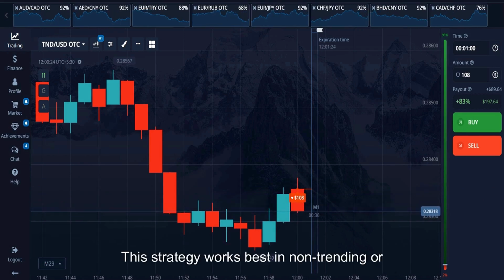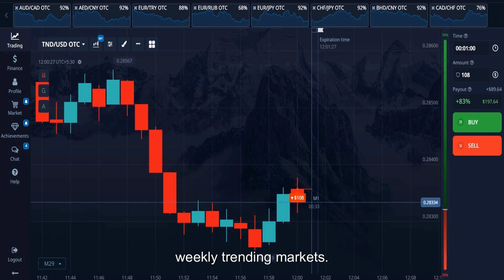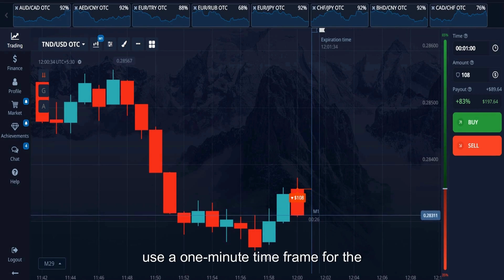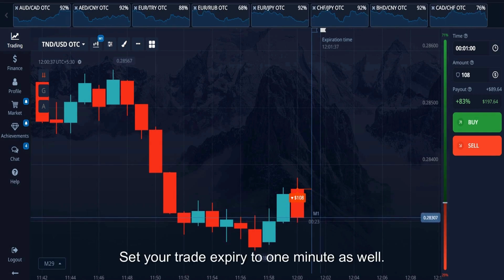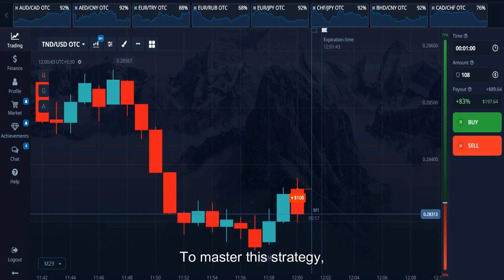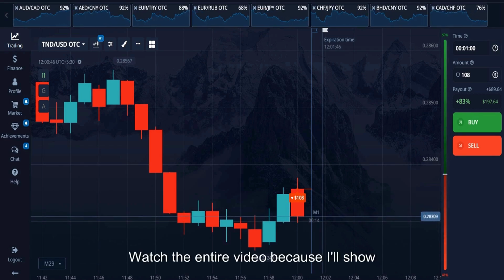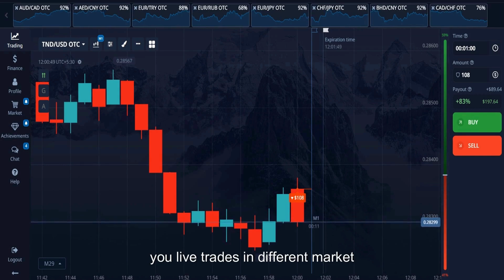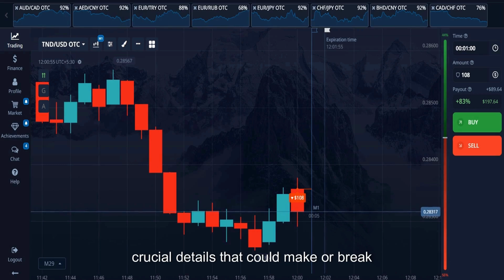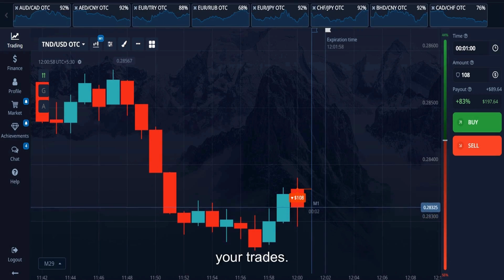This strategy works best in non-trending or weakly trending markets. For this strategy, use a 1-minute time frame for the candles. Set your trade expiry to 1 minute as well. To master this strategy, watch the entire video because I'll show you live trades in different market conditions. Skipping ahead might cause you to miss crucial details that could make or break your trades.